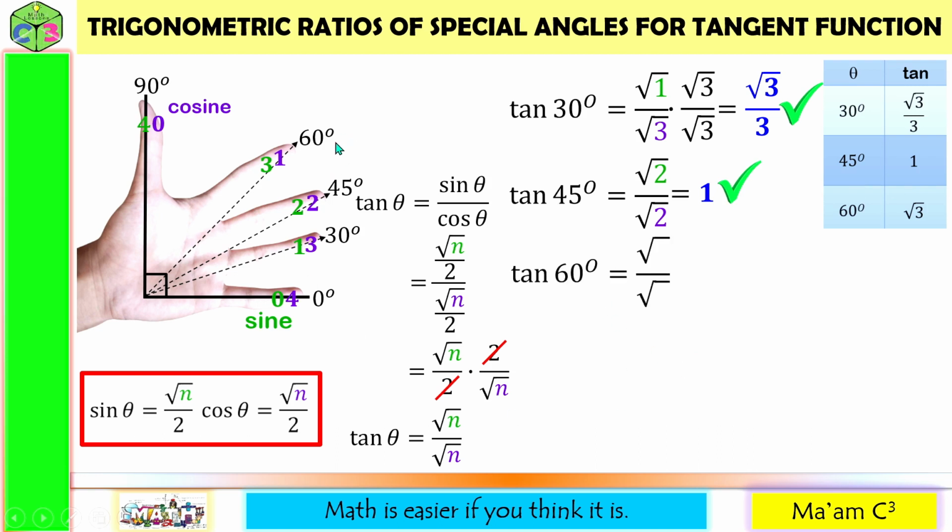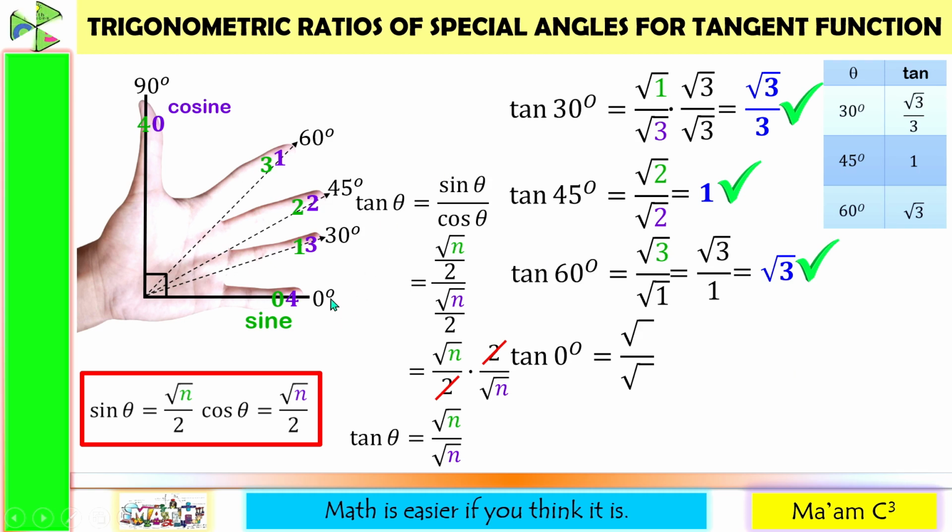Here is 60 degrees. The green number is 3, so that's for the numerator. And for the denominator is 1. Square root of 3 divided by square root of 1. Square root of 3 is still square root of 3, and square root of 1 is 1. And square root of 3 over 1 is simply square root of 3. Tangent 60 degrees is square root of 3. This is correct. Let us also solve for tangent 0 degrees.